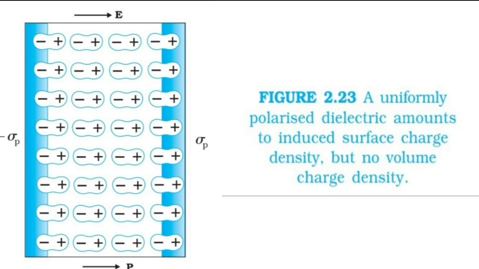When a dielectric is kept in an external electric field, the polarization vector P is in the direction of the external electric field, and it is due to the surface charge densities, minus sigma P and plus sigma P, produced on either surface. A very important point to be noted: a uniformly polarized dielectric amounts to induced surface charge density but no volume charge density. So volume charge density will be equal to 0, but the dielectric will have non-zero surface charge density.